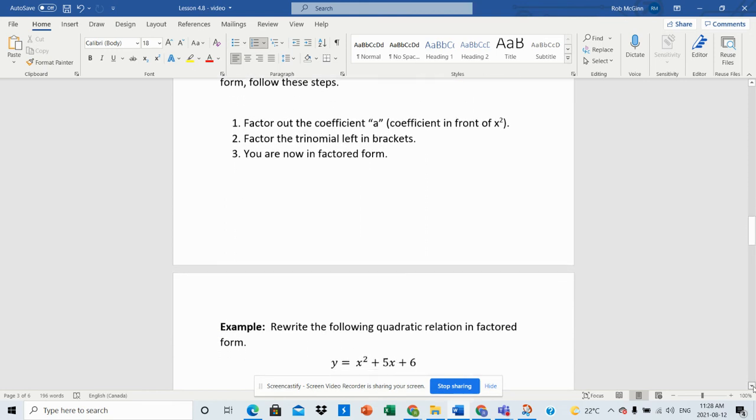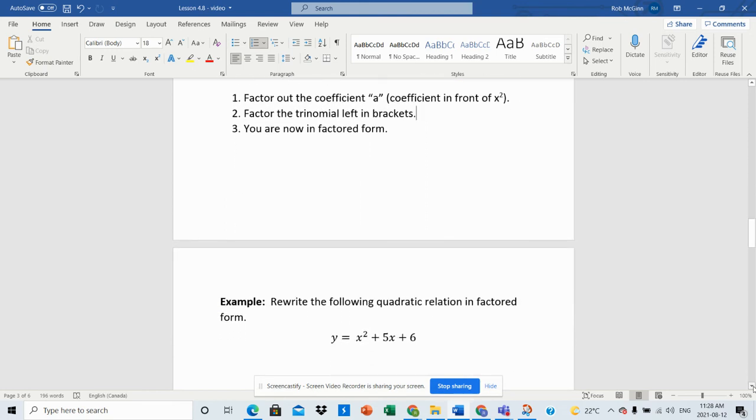We want to rewrite the following equation, quadratic relation, in factored form. So y equals x squared plus 5x plus 6. And as we can see, in this case, we don't have a coefficient in front of the x squared. It's just 1. So we don't have to factor anything out. So what we're left with is going straight to step 2, where we're going to factor our trinomial.